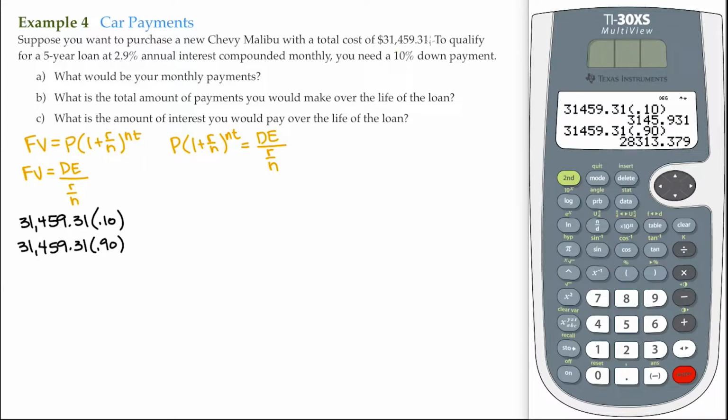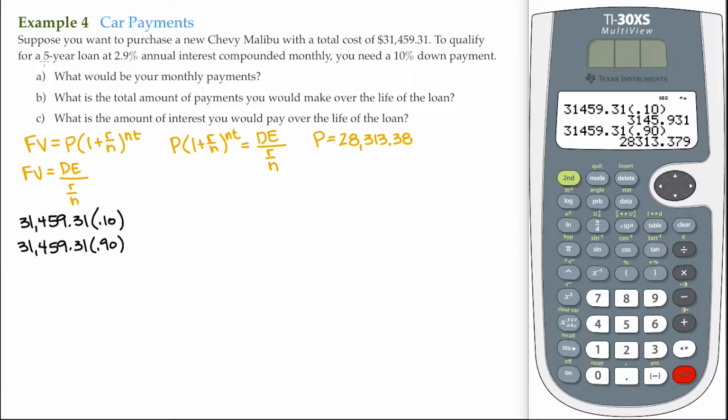So here is our initial amount. However, we're putting down 10% as a down payment, so this is not actually our initial amount. Our initial amount is going to be the $28,313.38. So I'm going to put down right here, P, that's our initial amount, $28,313.38. That's what we're borrowing, in which we'll have to make payments back on.